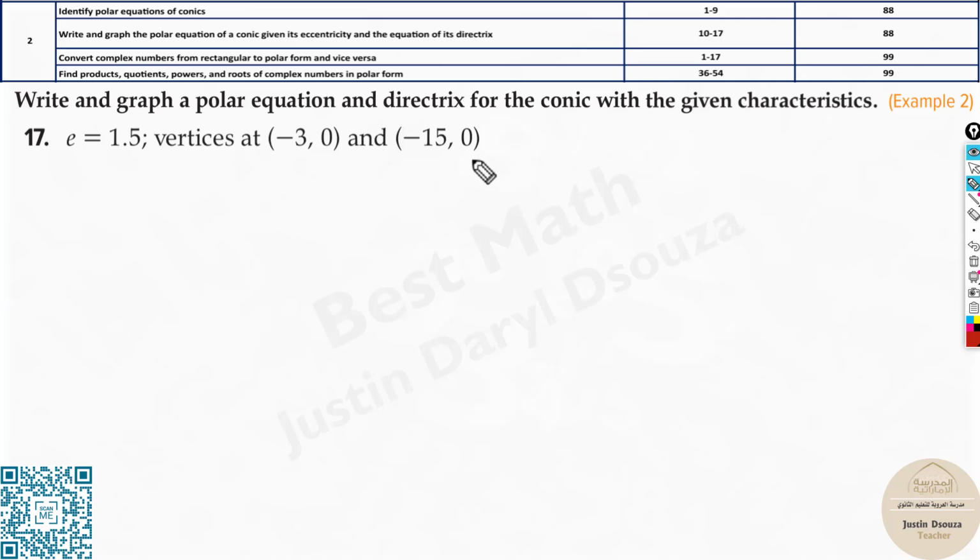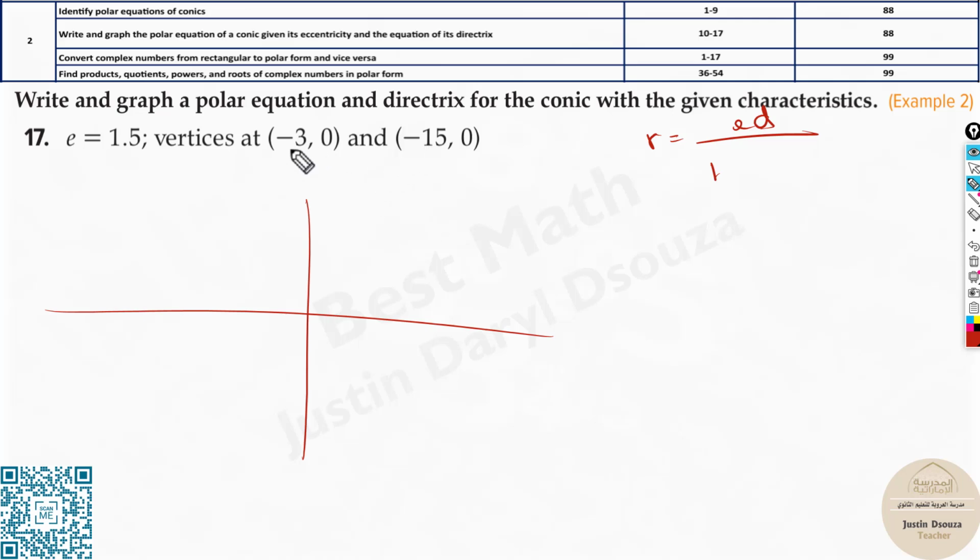Because we have to graph a hyperbola, and graphing a hyperbola is a little different. First of all, let's write the standard form. That will be r equals e times d divided by 1. Now here we have no clue whether it's plus or minus, and we also do not know whether it's sine or cosine. So let us just understand it from the vertex.